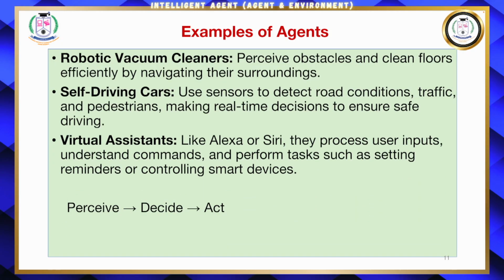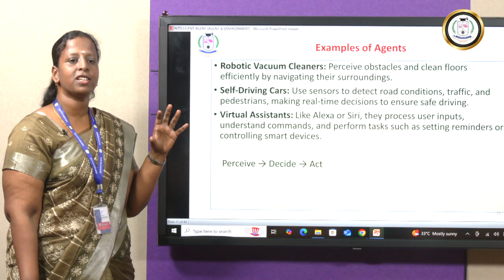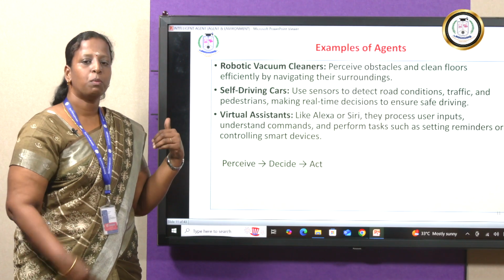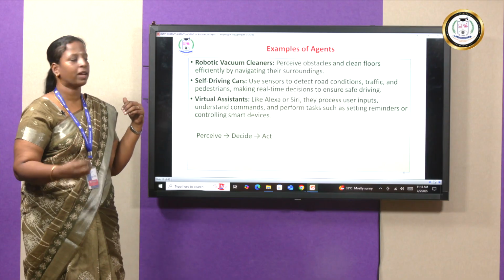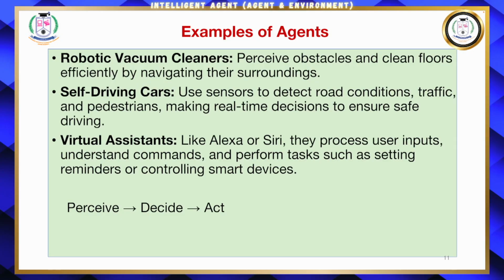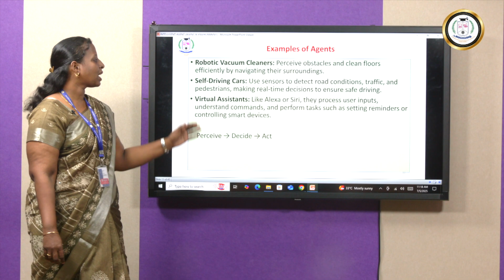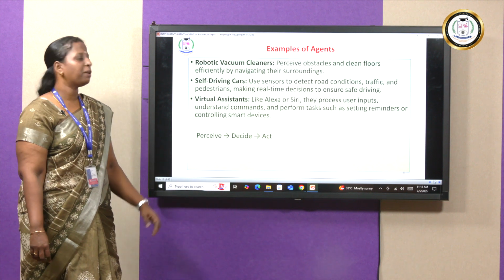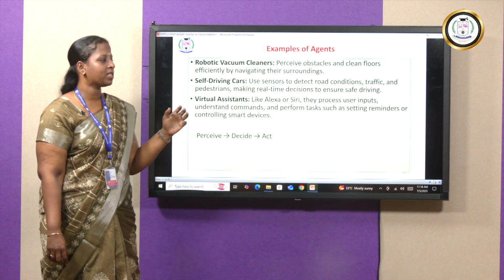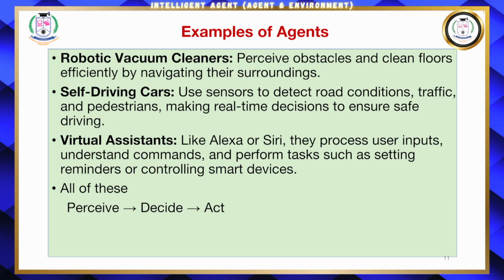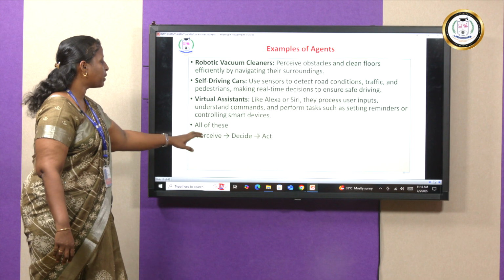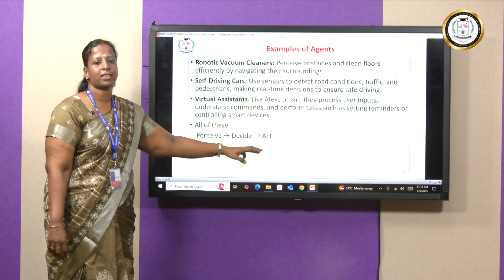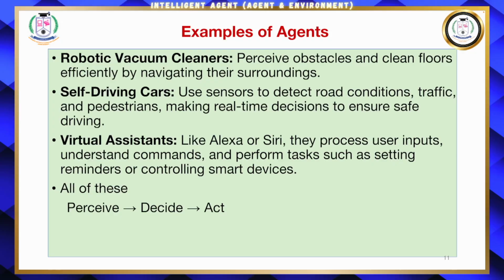Next, self-driving cars move on the road depending upon road and traffic conditions, ensuring that driving is done efficiently and safely. Next, the virtual assistants we use in everyday life, that is Alexa and Siri, perform reminders or control smart devices. In all these examples, as I told you, an agent is one which perceives, then decides, and acts. So this is about the examples of agents.